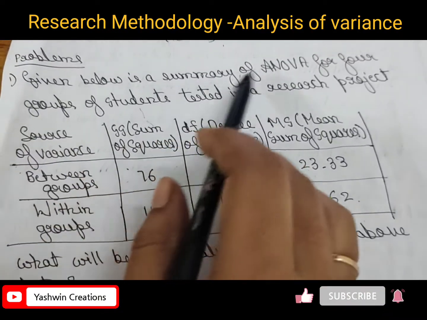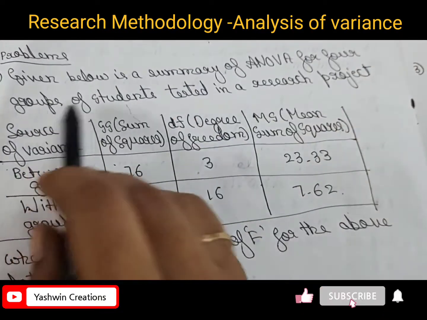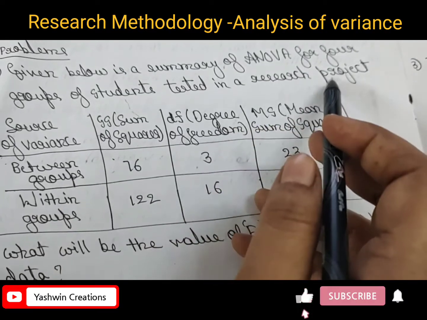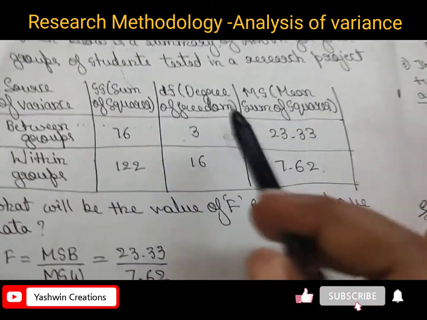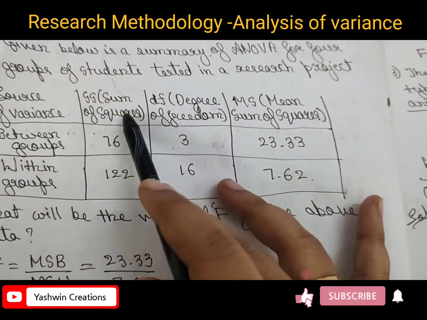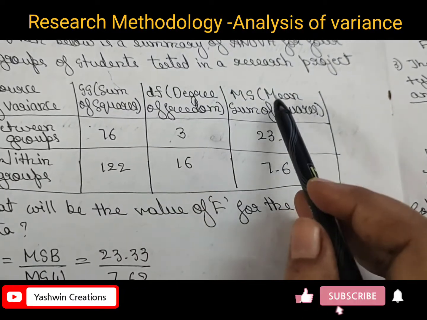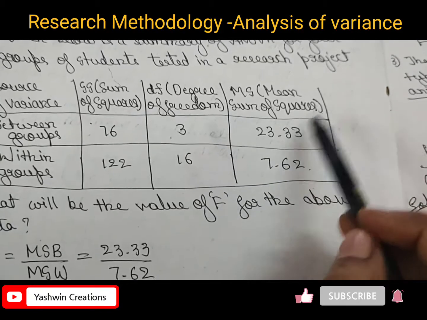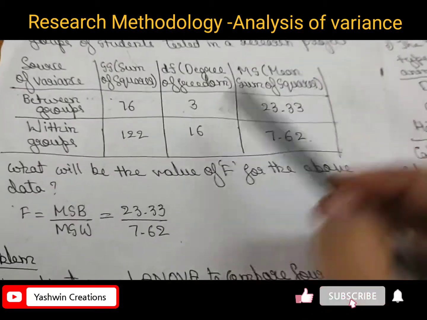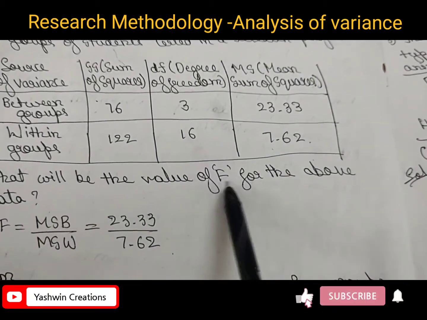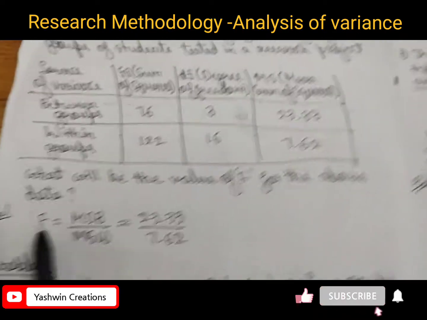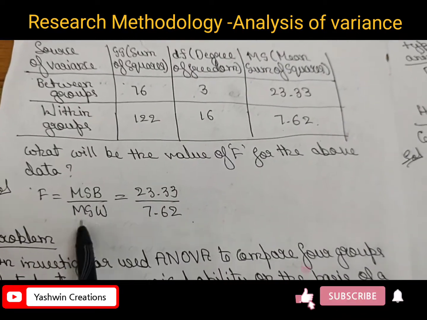Given below is a summary of ANOVA for 4 groups of students tested in a research project. They have given between groups, within groups, sum of squares, DF, that is the degree of freedom value, and the mean sum of square value. They have asked to find the value of F. F equals MSB divided by MSW.